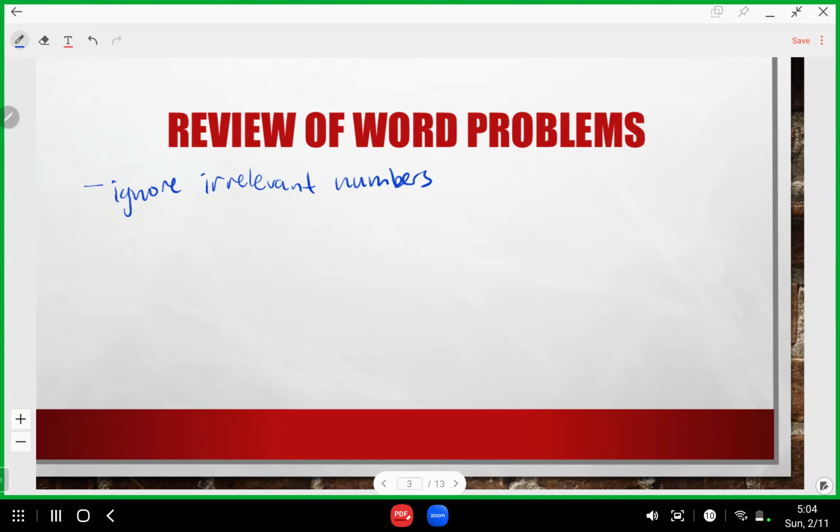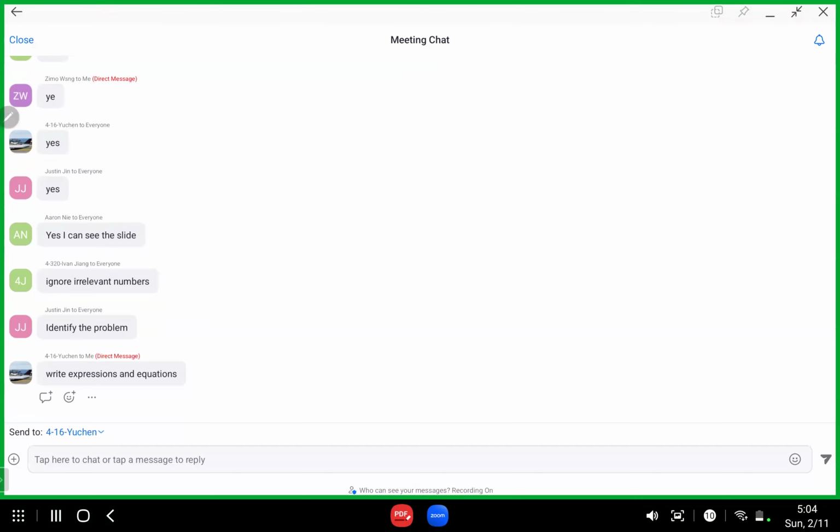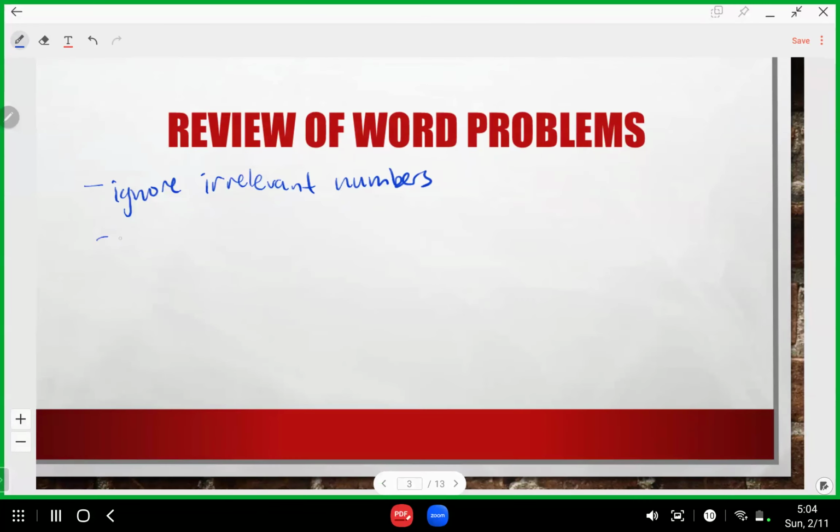So what are some other tips? So let's see, what are some other tips? Identify the problem, that's very good. So as you can see, identify the problem slash the unknown, all right? Usually this is the problem anyways.